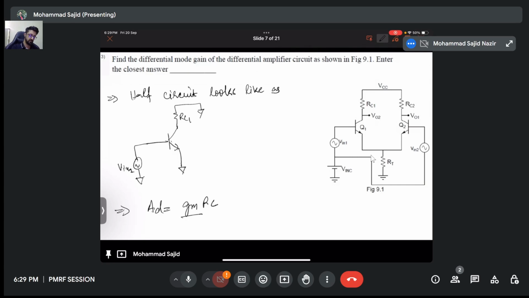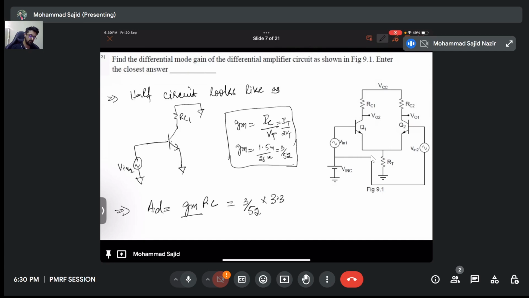And now I need to calculate GM. So GM is IC by VT. Here IC is IT by 2, so this is IT by 2 times VT. That is 1.5 by 26 milli, which comes out to be 3 by 52. So my gain will be 3 by 52 multiplied by RC, that is 33.3 kilo-ohm. Let me just calculate it. 3.3 multiplied by 3 divided by 52 comes up to be 190.3. This is my differential mode gain.